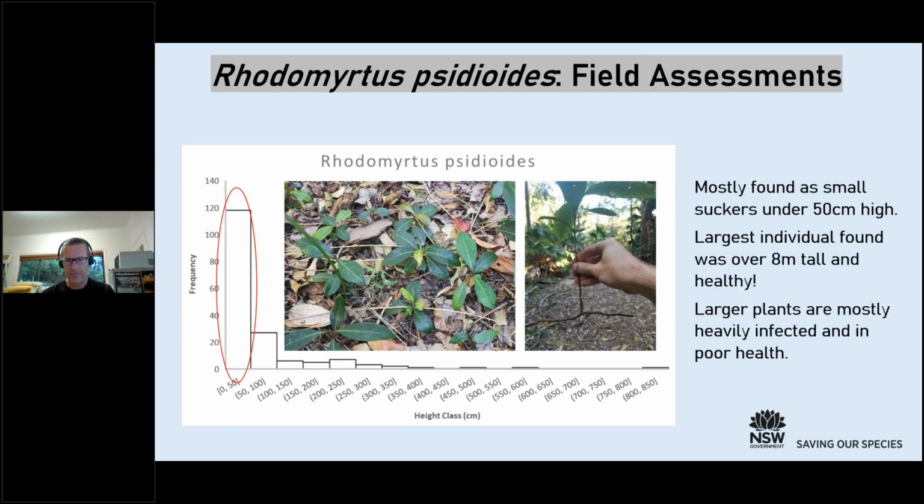So the largest and healthiest plant I've ever seen for this species was one individual that was about 8 metres tall. It had a very healthy cover of leaves, no sign of Myrtle Rust infection when we saw it, and we're really hoping that this might be a potentially resistant individual. Unfortunately, we've gone back to that site recently and it's been heavily infected with Myrtle Rust, so it can be really hard to know impacts when you're looking at a species just at one point in time. So yeah, it's quite disappointing to see that. Any of the other larger plants we've found have often been in very poor health.